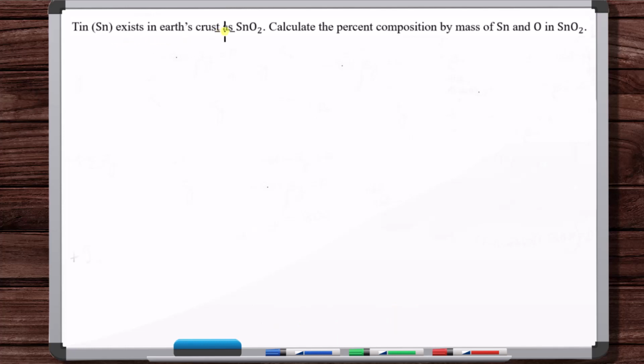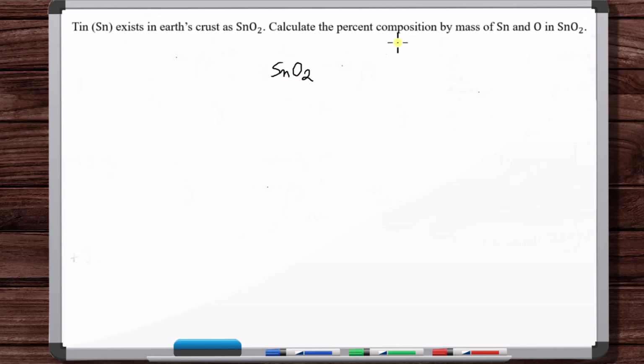Tin exists in Earth's crust as SnO2. Calculate the percent composition by mass of tin and oxygen in SnO2. All right, so what we want to do is first look at SnO2. What is the percent composition just in general? So, not the percent, just what is the ratio of oxygen to tin? It's 2 to 1. 2 parts oxygen to 1 part tin.